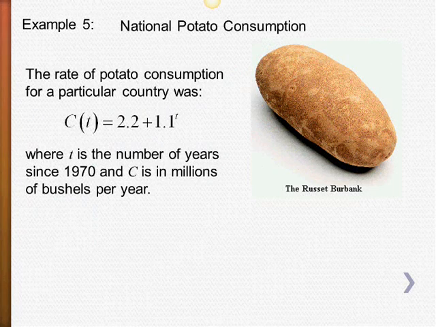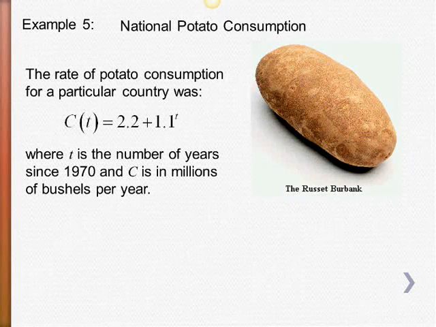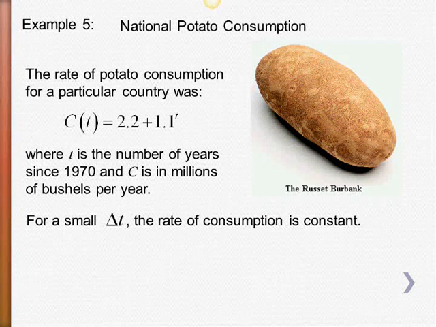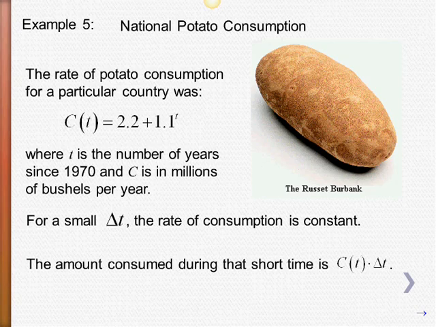So here's an example of what we're talking about: national potato consumption. The rate of potato consumption for a particular country was C of t equals 2.2 plus 1.1 to the t. So they have given you C of t being a rate, where t is the number of years since 1970, and C is in millions of bushels per year. For a small change in time, the rate of consumption is constant. So if I add together all those tiny little rectangles, I should come up with the consumption over that period of time.